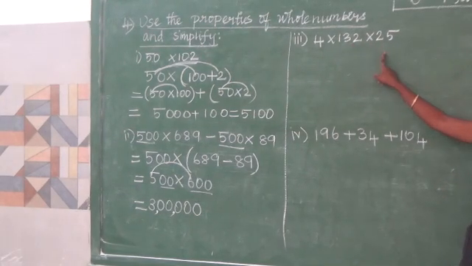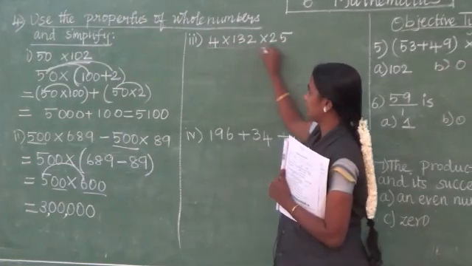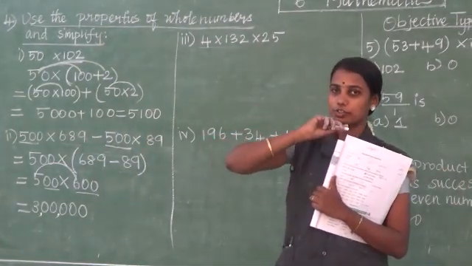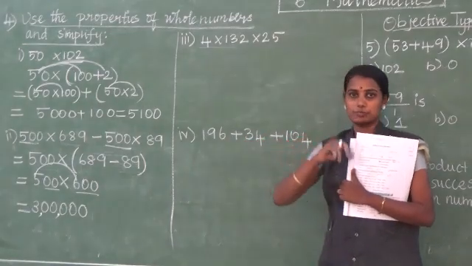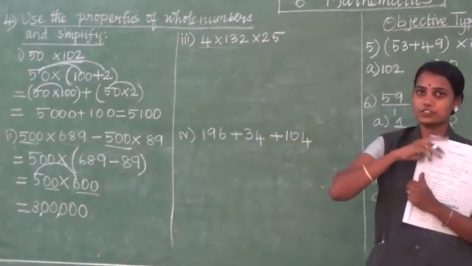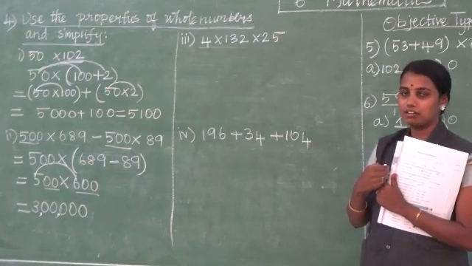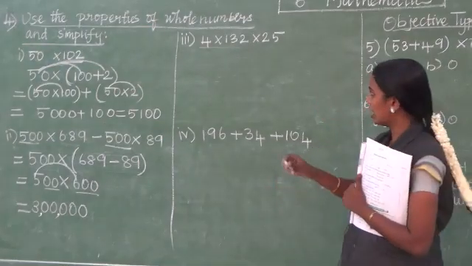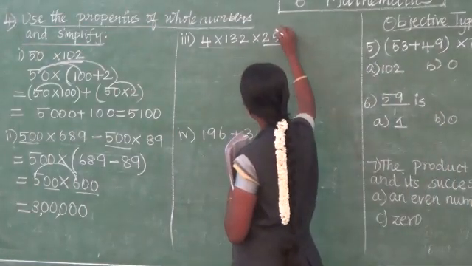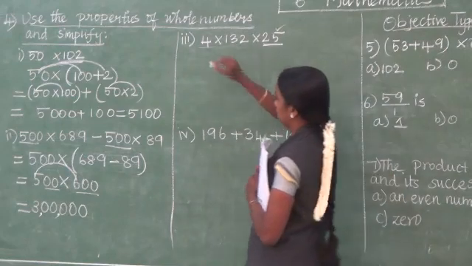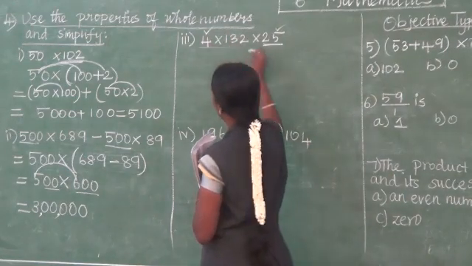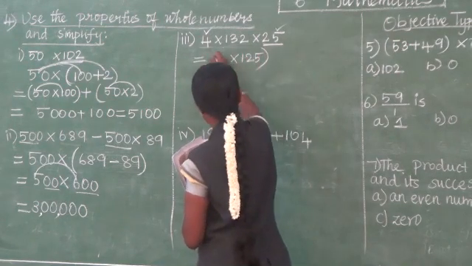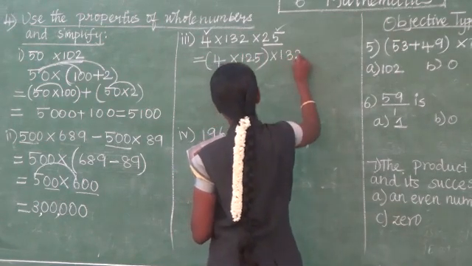Next problem. 4 into 132 into 25. Okay, 3 numbers are there. If you have 3 numbers, which property is it? Associative property. Yes or no? So you can multiply any 2 numbers first for our convenience. If it ends with 0 or 5, the table is easy. So I am choosing here: this ends with 5, so 5 table. Here 4. So these 2 numbers first I am going to multiply. So 4 into 25, one bracket, into 132.